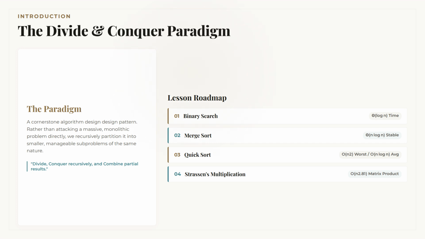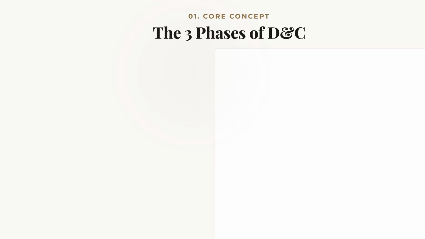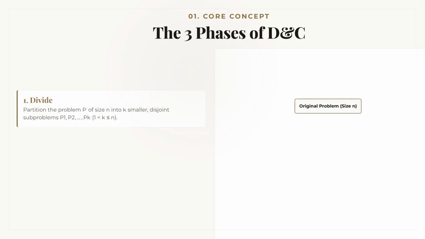Let us begin with the divide and conquer strategy. The phrase divide and conquer literally means breaking a large problem into smaller pieces, solving those pieces independently, and then combining the results to obtain the final solution. This is one of the most powerful design techniques in computer science. The basic idea is surprisingly simple.